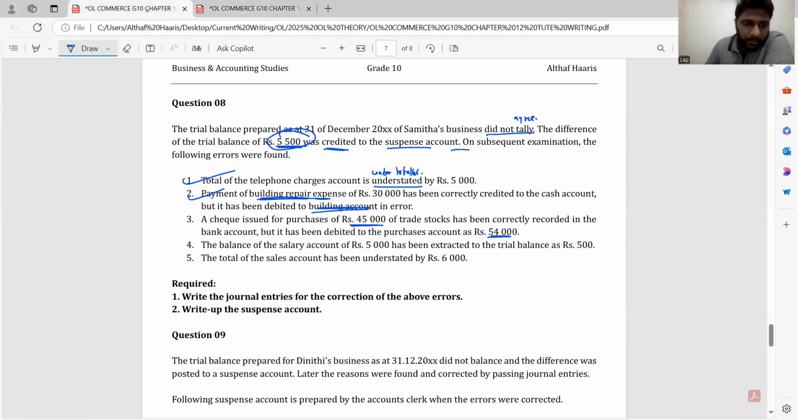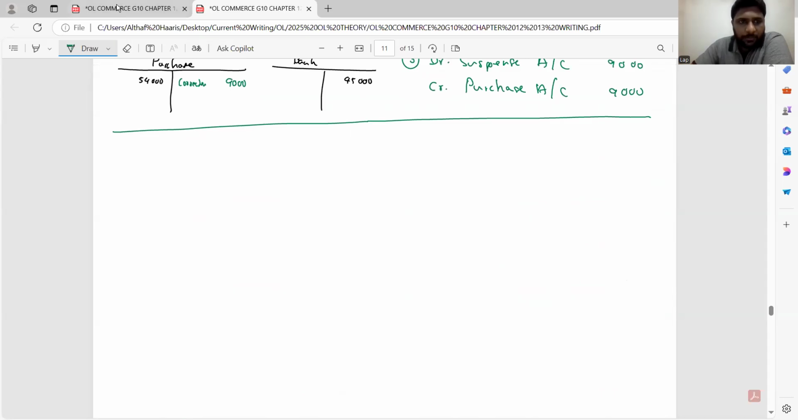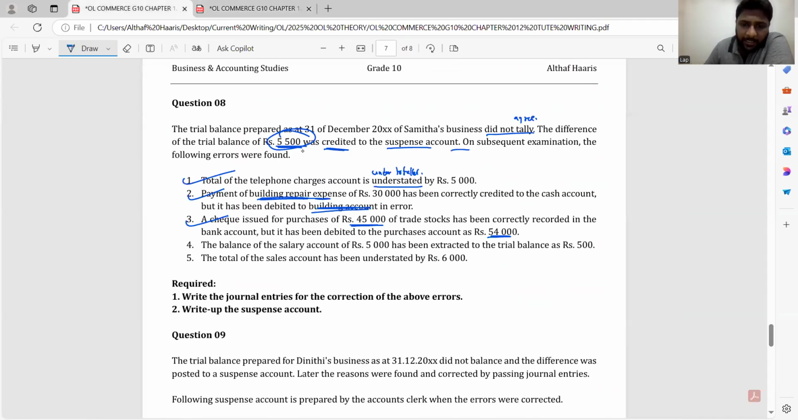Okay, the fourth one, the balance of the salary account. Good. The balance of the salary account, 5,000, has been extracted to the trial balance as 500. So the salary account is done properly.